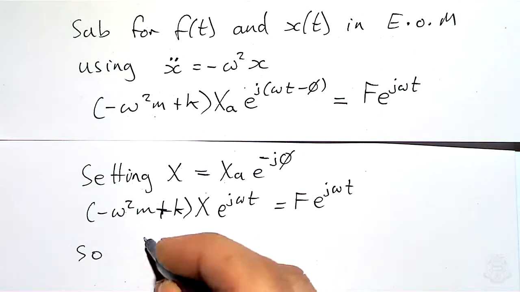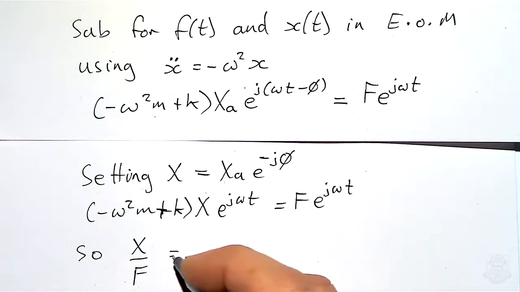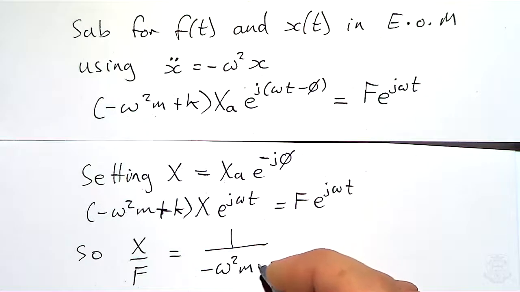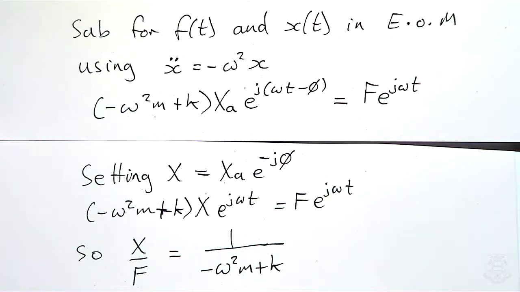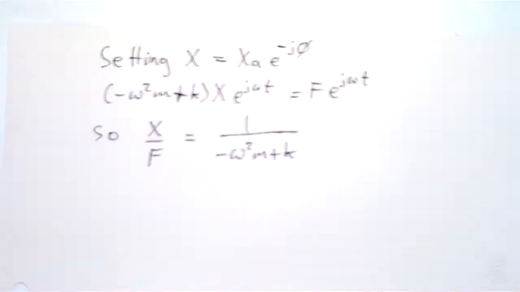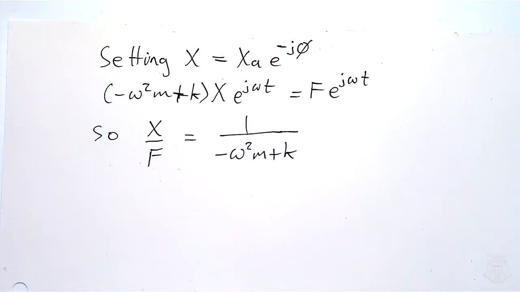So that means that we can write X over f is equal to 1 over minus omega squared m plus k. And for forced vibration, we're going to derive expressions very similar to this throughout. This is like the ratio of the output to the input and what it is on the right-hand side. Yeah, sorry, do you have a question?